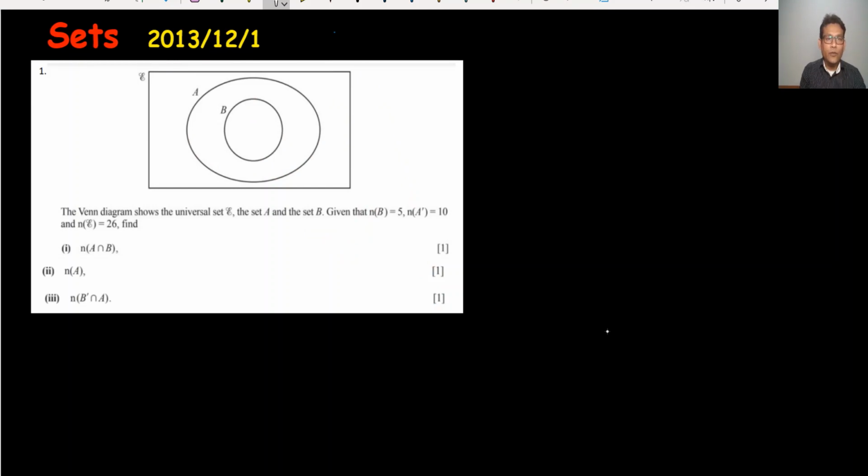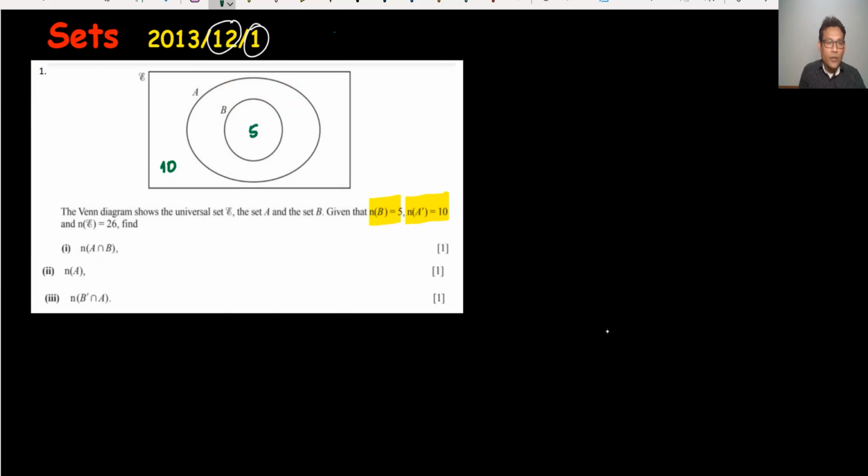This is 2013 variant 1 to, question number 1. The Venn diagram shows the universal set and set A, set B, given that the number of elements in B is 5, and the number of elements in A complement is 10. What do you mean by this? All total elements in B are 5, and the number of elements in A complement means without A, so the 10 is here. This is a very important part: A complement means without A.